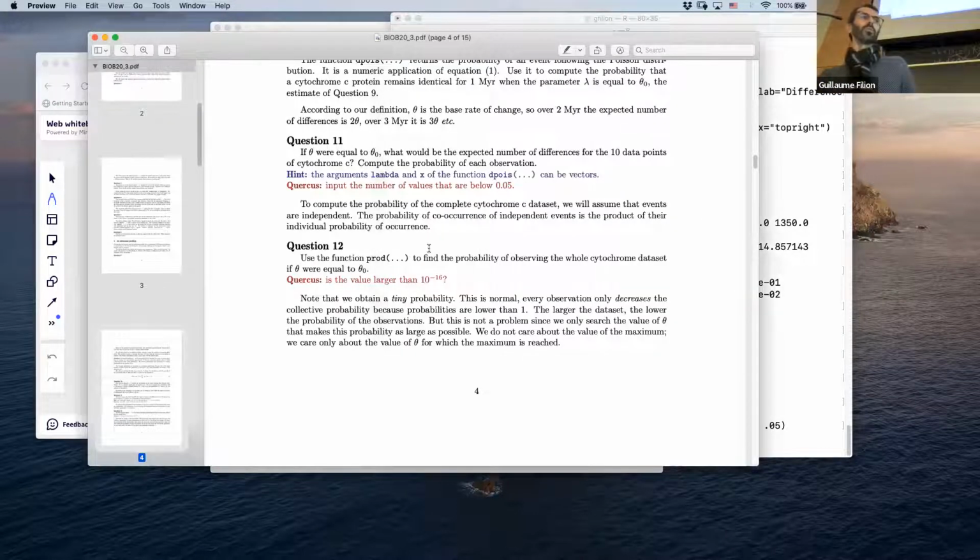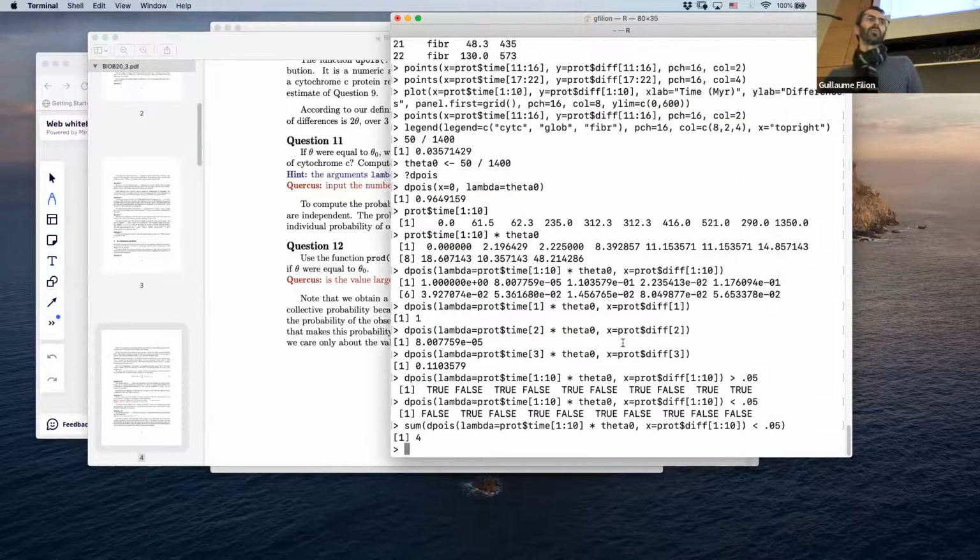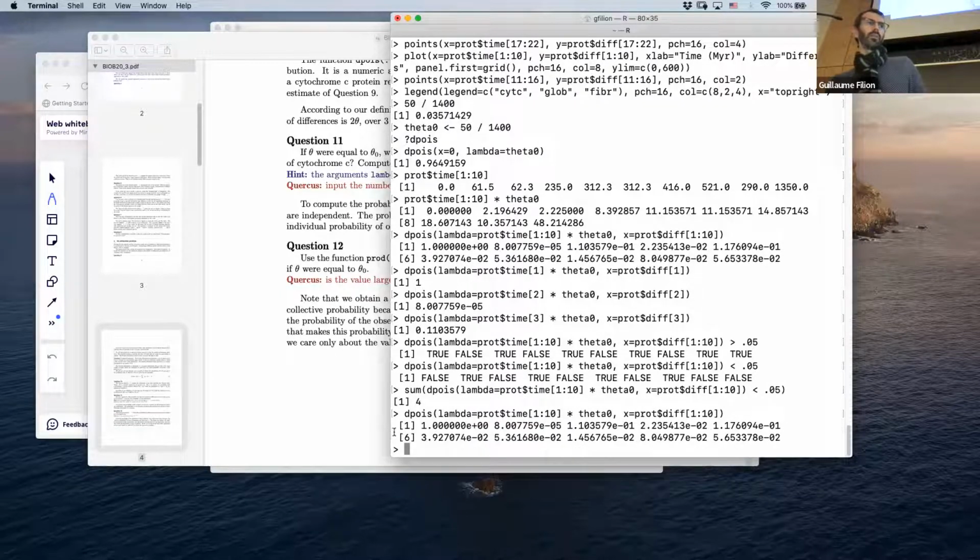Use the function prod to find the probability of observing the whole cytochrome data set if theta were equal to theta 0. Okay, so I recap here. Those numbers here, where are they? Here. Those numbers are the 10 probabilities of the 10 events that we observed. So the answer to 11 is 4, yes.